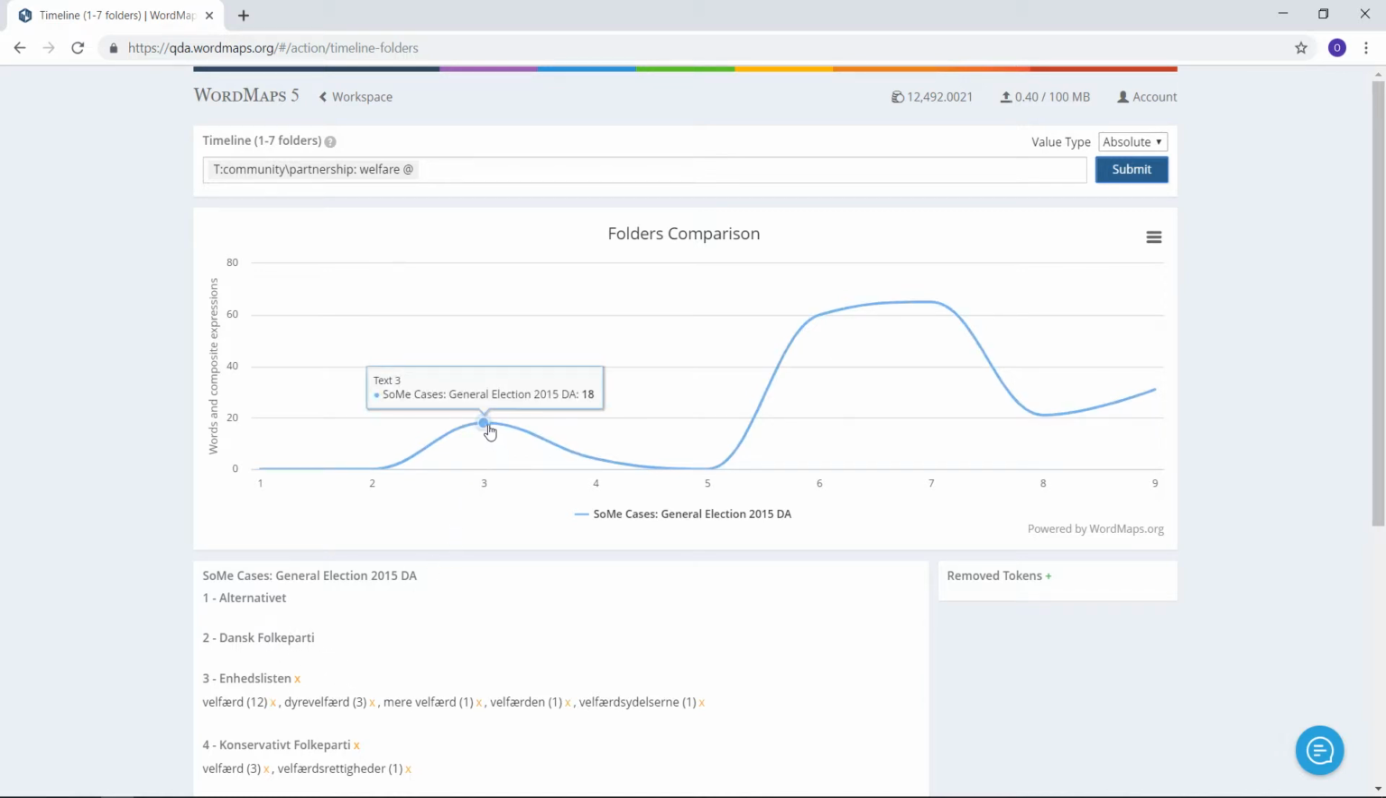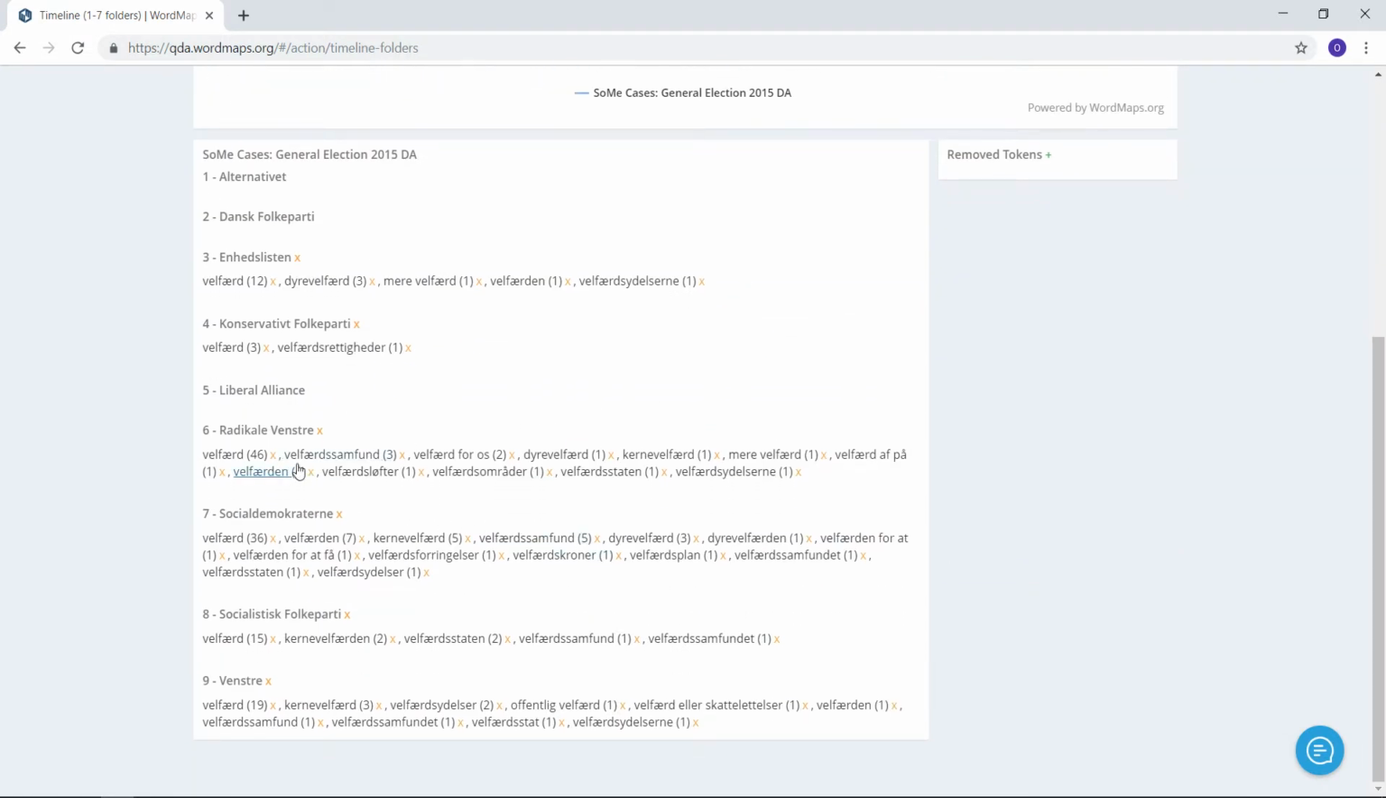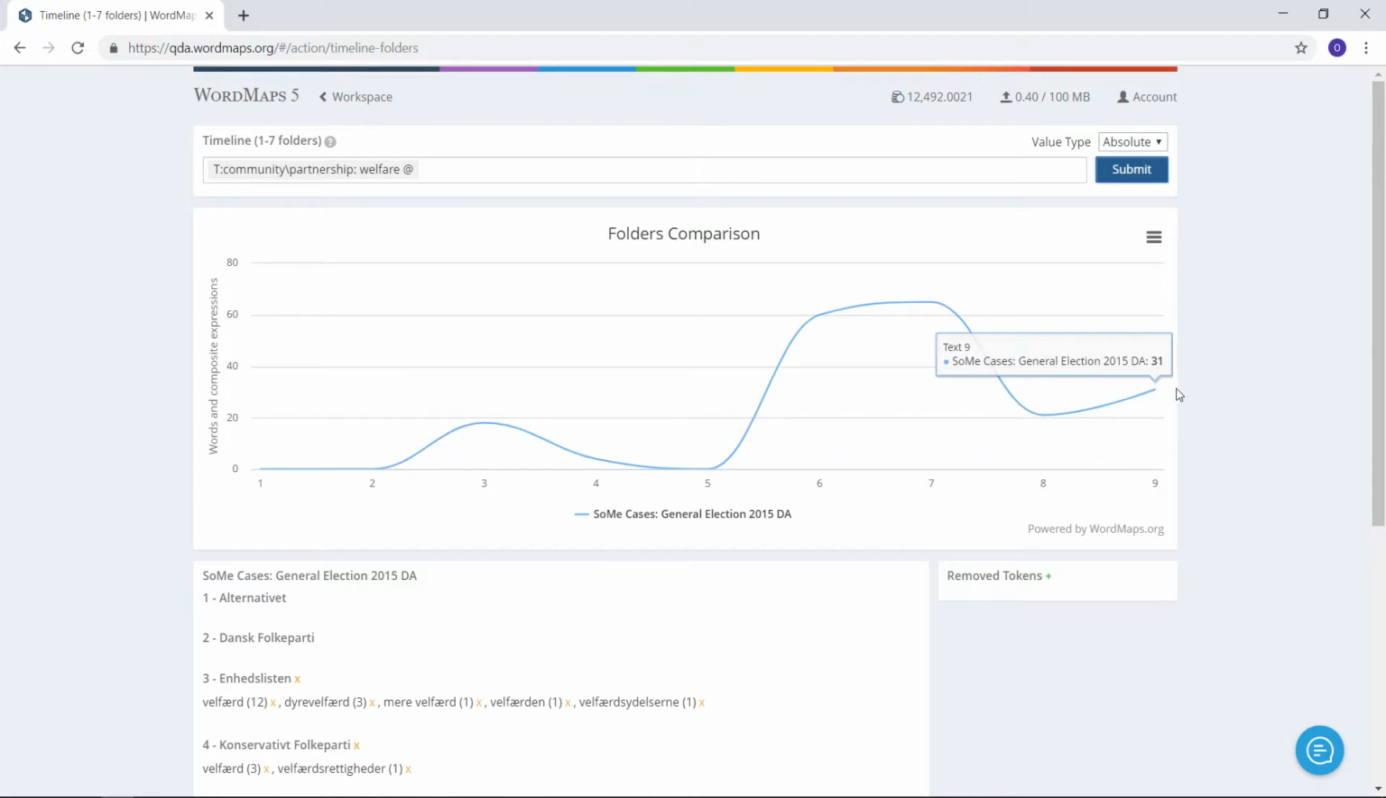Then the unit list comes in here on the third place. They have some mention of it, but where it really becomes a big theme is number 6 and 7 and 9. 6 and 7 and 9, that's the Radikale Venstre and Social Democrats and Venstre. These are the three parties especially focused upon this welfare theme.